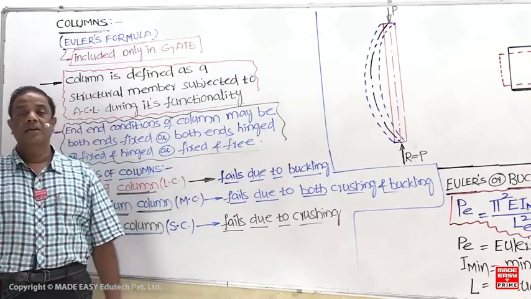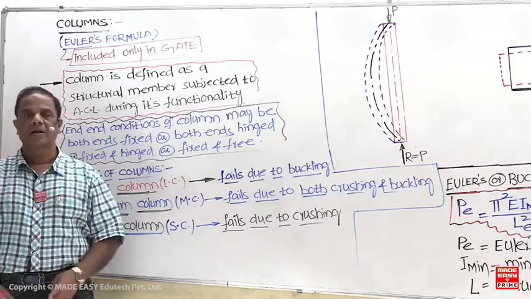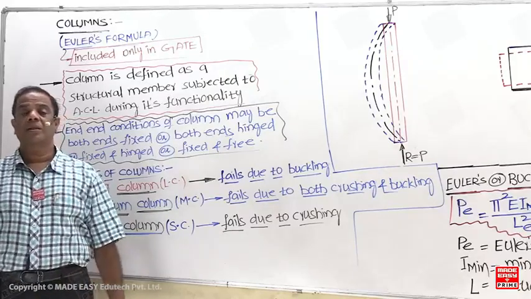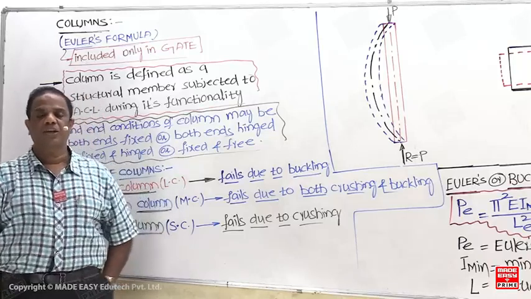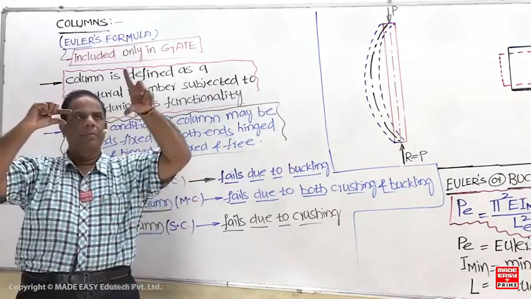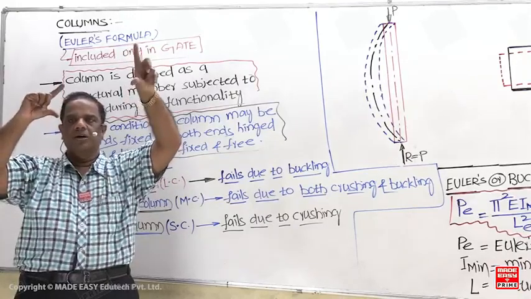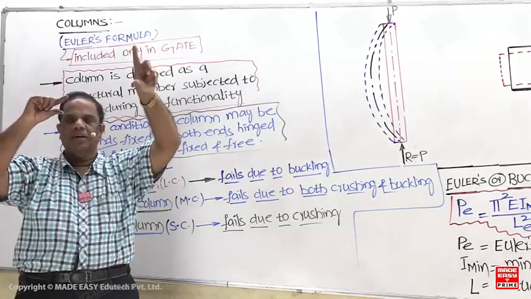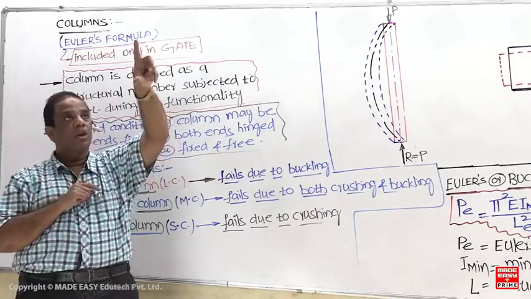Generally you have studied what now? Mostly long columns are subjected to buckling and short columns are going to be subjected to what? Crushing. I take an example also from the deflection of the beam chapter. Between my two fingers I kept a short spring, and between these two fingers I kept a long spring. If I push it, this short spring's length is going to be decreased, crushing. But what about this long spring now?